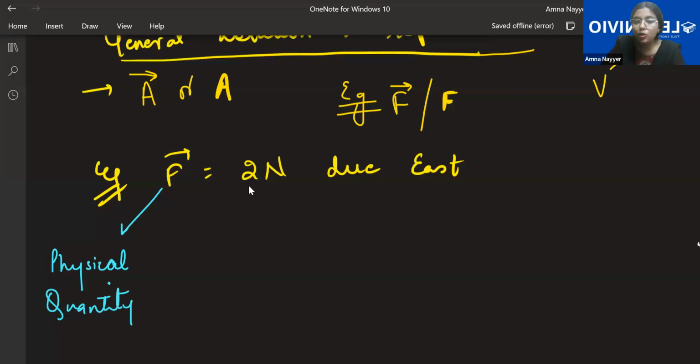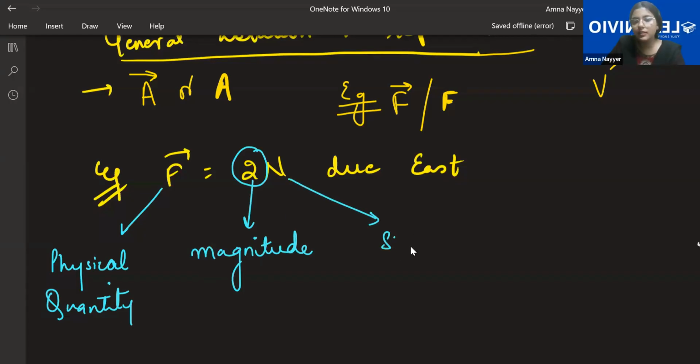Equal to 2. This 2 is what? It's the magnitude. Newton is the SI unit. And due east is the direction. See how complete a vector is now looking.